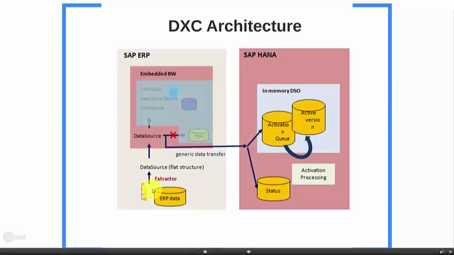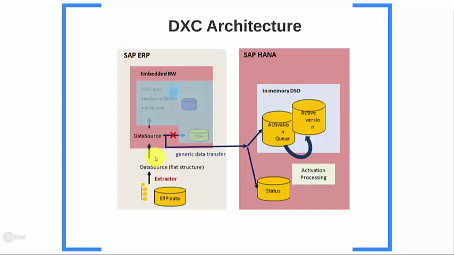So you need to build a data source, and you can build one on top of the extractor. And then you need to create an info package and run the job. Just like any other BW job, you can put it through process chains and things like that. So it's just a normal BW process.